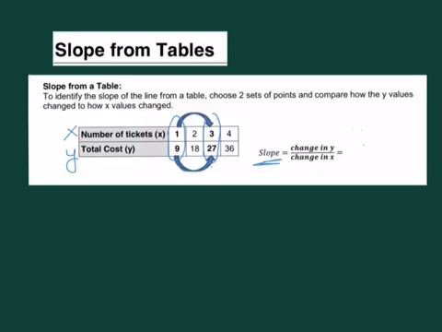So let's look at what happened to the cost. It went from $9 up to $27. So it went up $18. That's our change in y values. Now what happened to the x values at the same time? So our change in x went from 1 to 3. So our x went up at the same time.